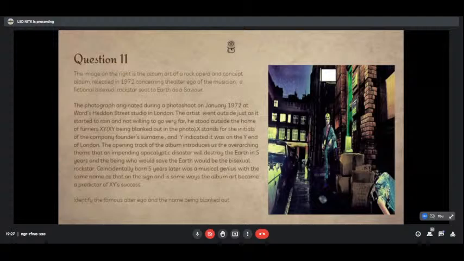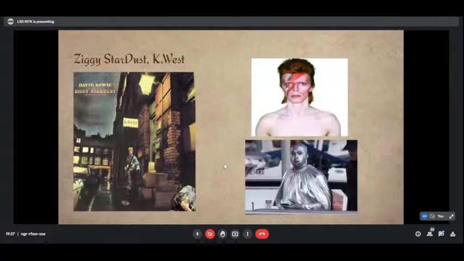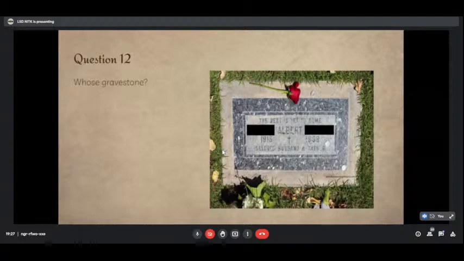And that's Bowie, right? The Stardust photo. Ziggy Stardust and Kanye West, yeah. Ziggy Stardust will get you points. So K West was written on the album cover. It's a good answer. So Ziggy Stardust was David Bowie's alter ego.